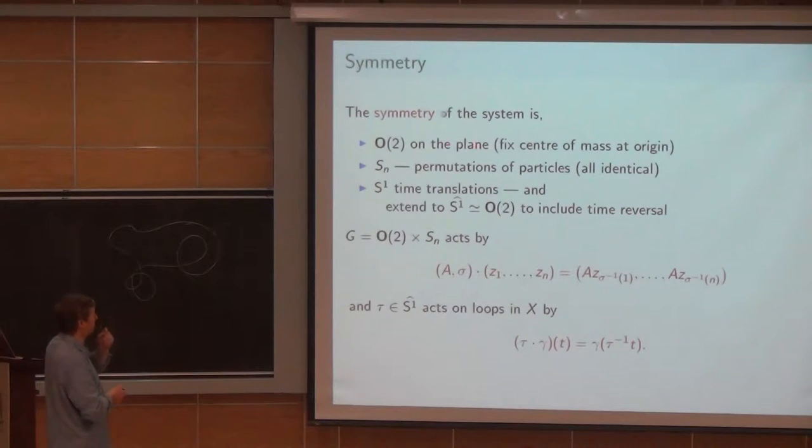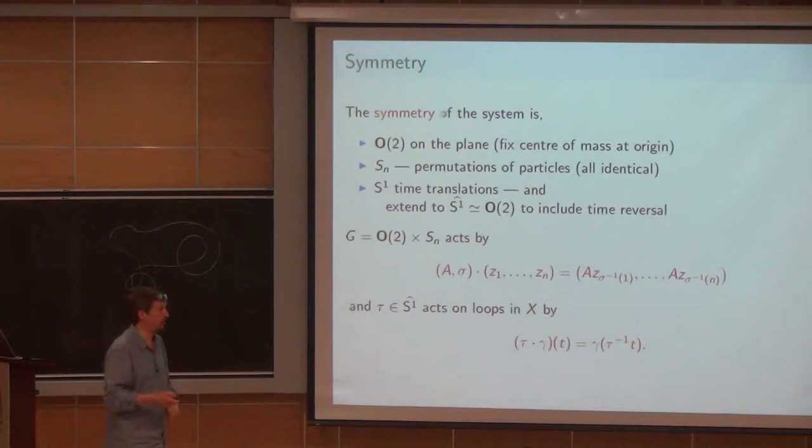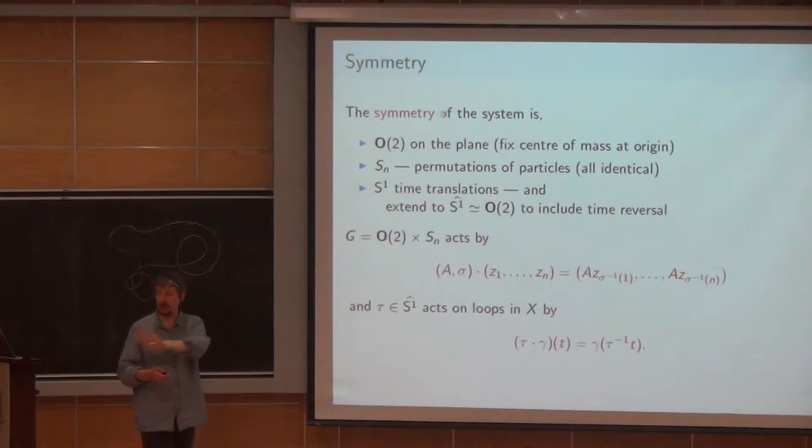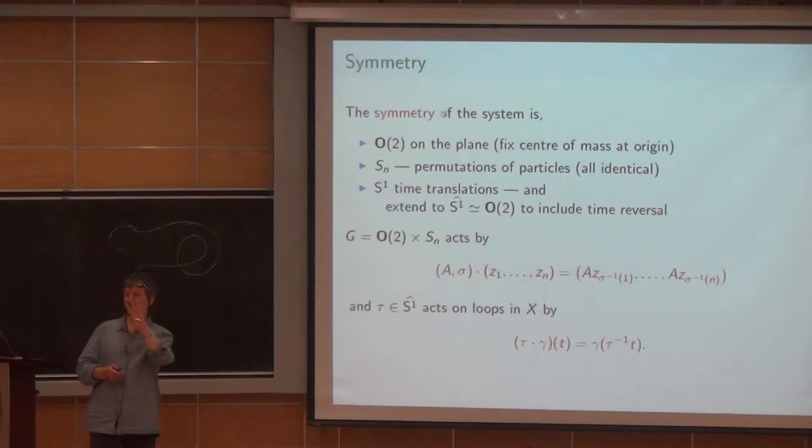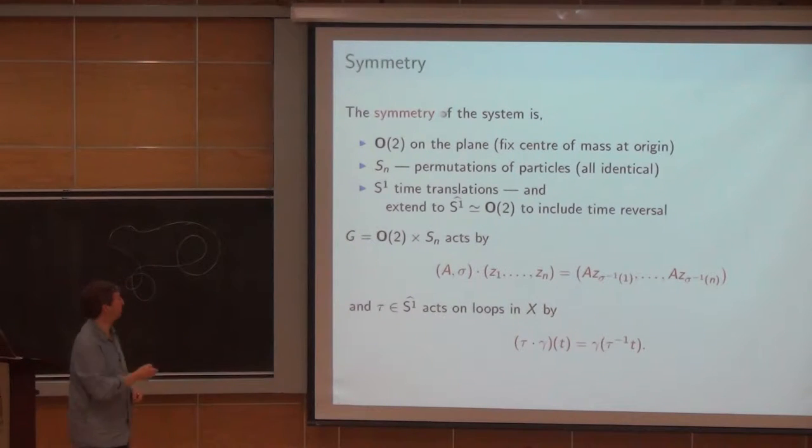So there are three types of symmetry here. There's the rotations and reflections in the plane, fixing the origin because that's the center of mass, so we don't move that. So it's just O2. Permutations of the particles, because they're all identical. And then we're allowed time translations. That's important. And because some of these reflections reverse the time, we also want to introduce time reflections, orientation reversing. So this is actually the group O2, but not to confuse it with this O2, I call it S1 hat.